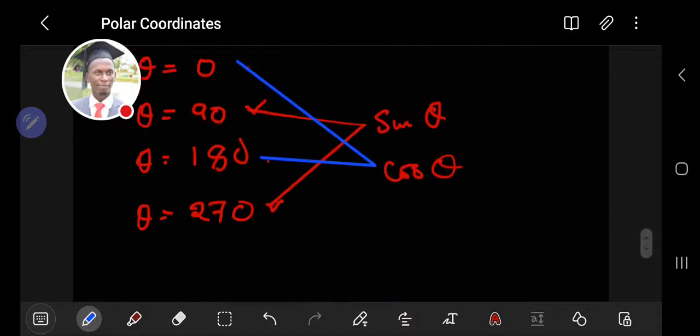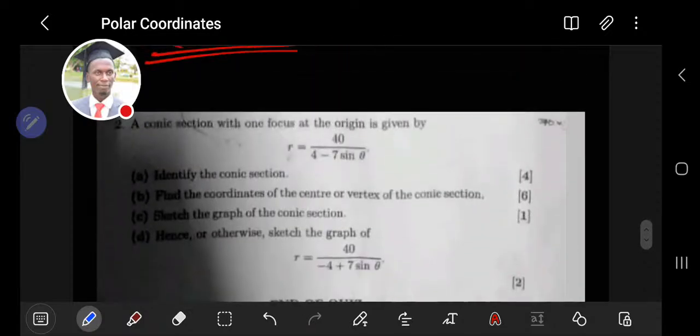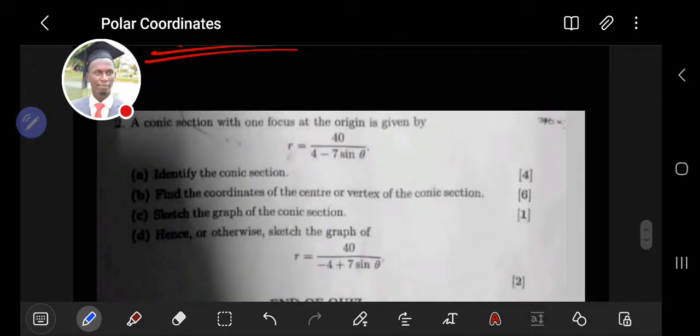They wanted you to get the vertices or the center, and then find the coordinates of the center or the vertices of the conic sections. So we already found the center. We also even found the vertices. So there is even no need for us to get everything else.